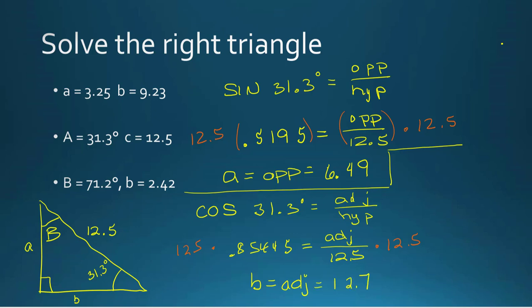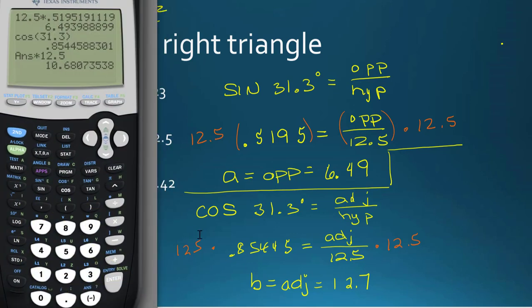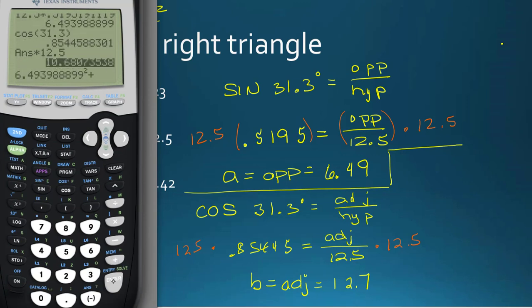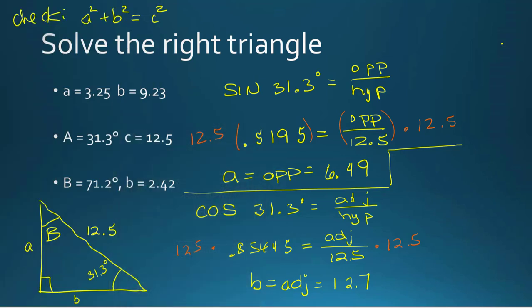Now, if you want to do a check, I can check to see, does A squared plus B squared equal C squared? And if it does, that means that I've probably done the right thing. Okay, so basically, does A squared plus B squared equal C squared? Yay! Okay, so that means my answers are probably correct, and the only thing missing is the angle B.